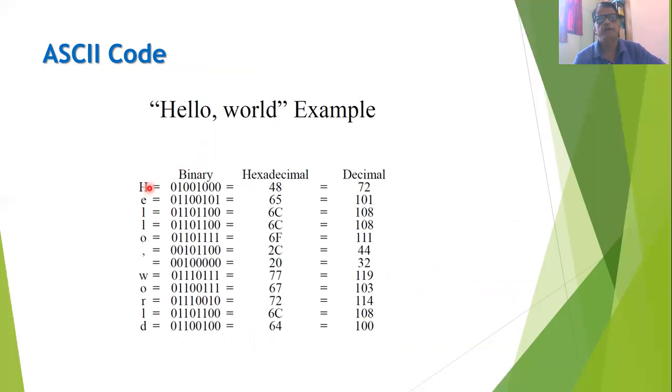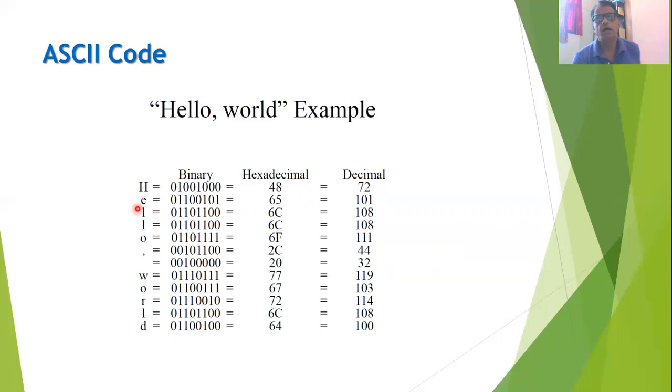So this is the H, and for H, if you refer to the ASCII table, the code is 1001000. It is a 7-bit code, so I will add one more bit in the most significant bit position to make it an 8-bit code. When I convert this binary number into hexadecimal, the hexadecimal for H will be 48. When I convert this hexadecimal into decimal, the decimal number 72 will be stored in the memory whenever you type the letter H.